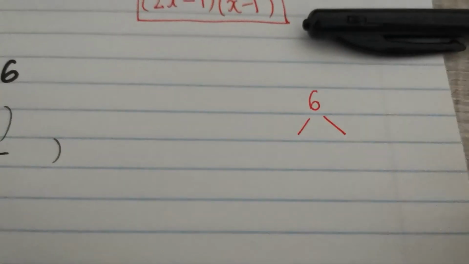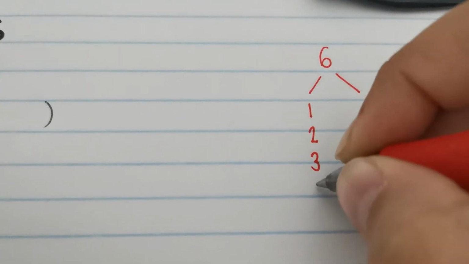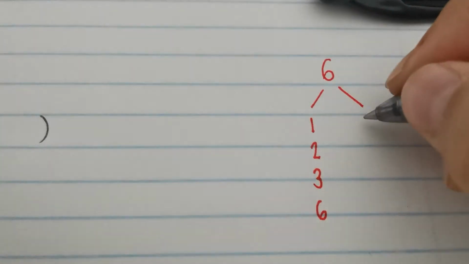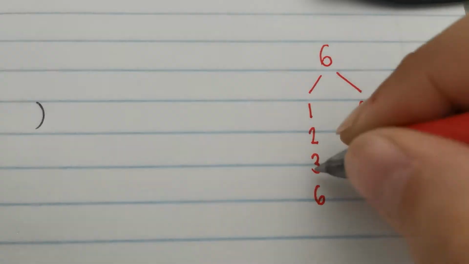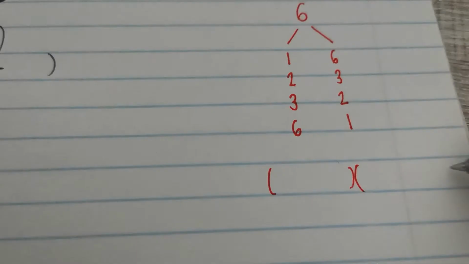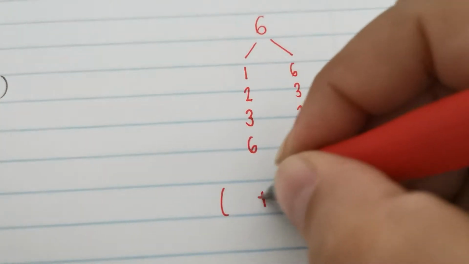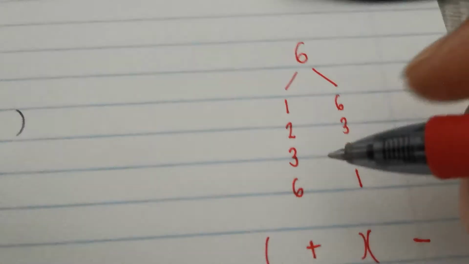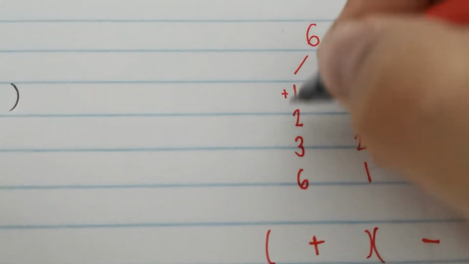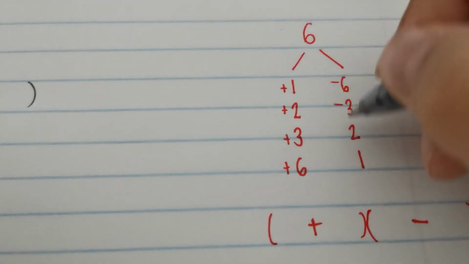Oh, sorry, let me move this side. What are the factors? 1, 2, 3, and 6. Let's go 1 times 6, 2 times 3, 3 times 2, 6 times 1. We want 2 brackets. Can I scribble here at the bottom rather? 2 brackets. 1 gets a plus, 1 gets a minus. So plus, minus. That means all the first bracket must get a plus. All the second bracket ones must get a minus.